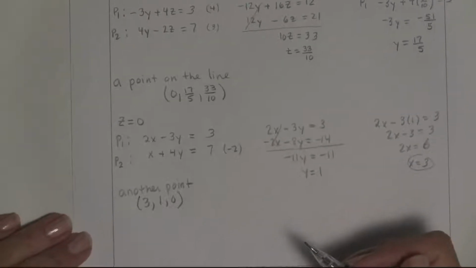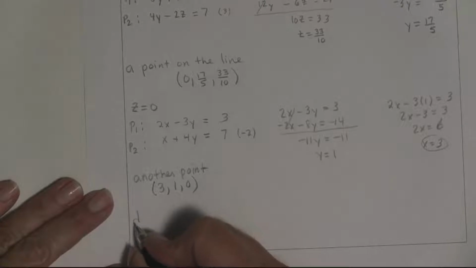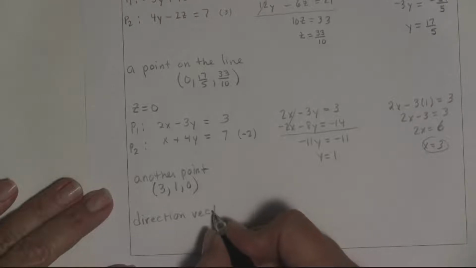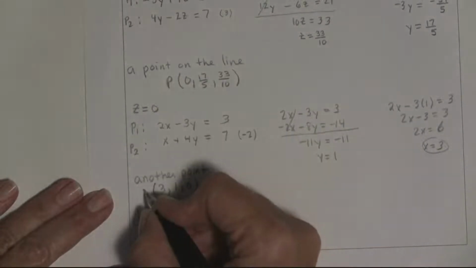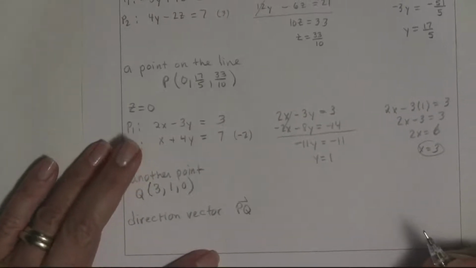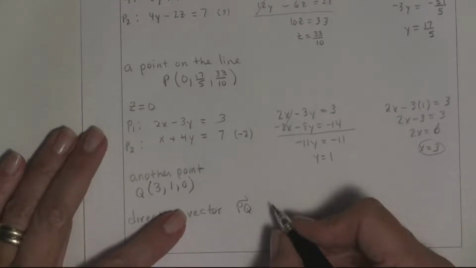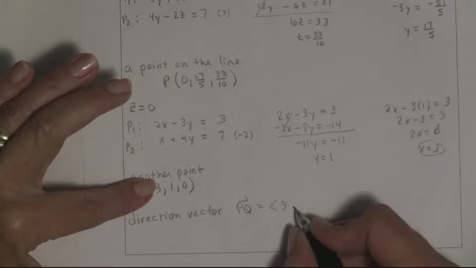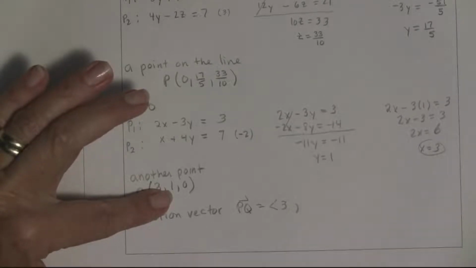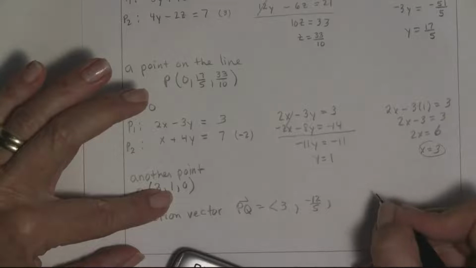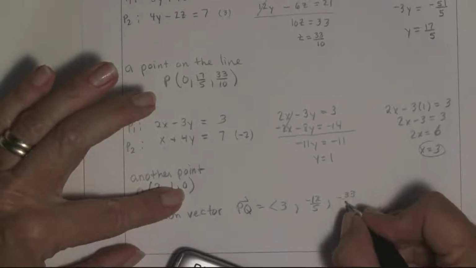So the next thing I need to know is the direction vector for the equation of the line. And you can use any 2 points on the line, P and Q, and find the direction vector. So you just need 2 points on the line. The way I've written it, it's Q, which is 3 minus 0, 1 minus 17 over 5. I'm getting a calculator. 1 minus 17 over 5 is negative 12 over 5, and 0 take away 33 over 10.